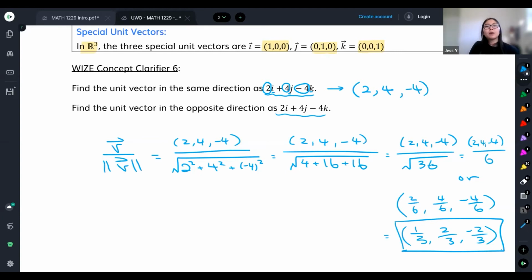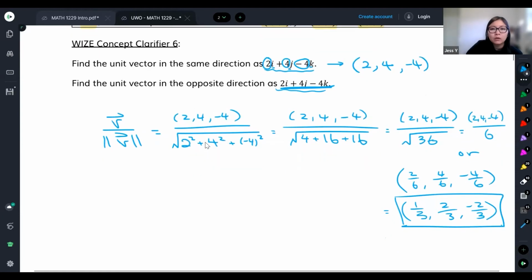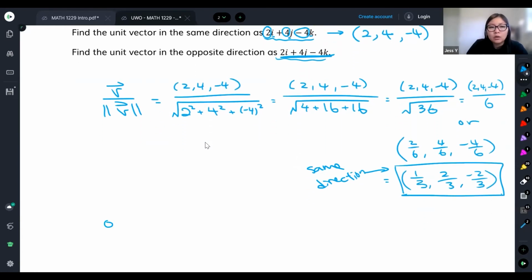How about the second part when they ask for the one that is in the opposite direction of the same vector? Well, we can use that formula, -v over the length of v, but don't do all that work since we already found v over the length of v, okay? So this one here, we know it's in the same direction. So if I want the one that is in the opposite direction, all I need to do is put a negative in front, right? Because the formula just changes by a negative.